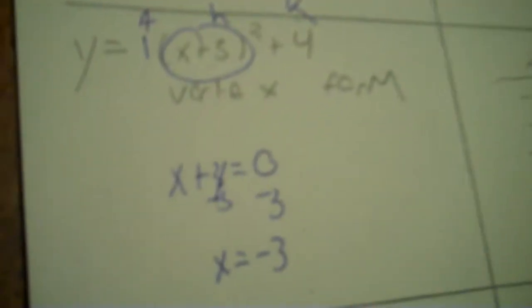What do you notice about these? They're the exact same. That's because these equations are equal. They're written in different forms. That's ABC standard. That's AHK vertex. Okay.